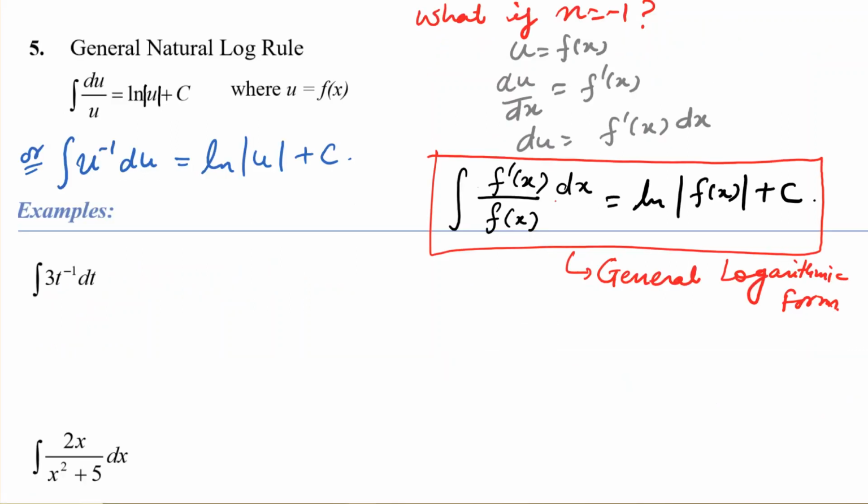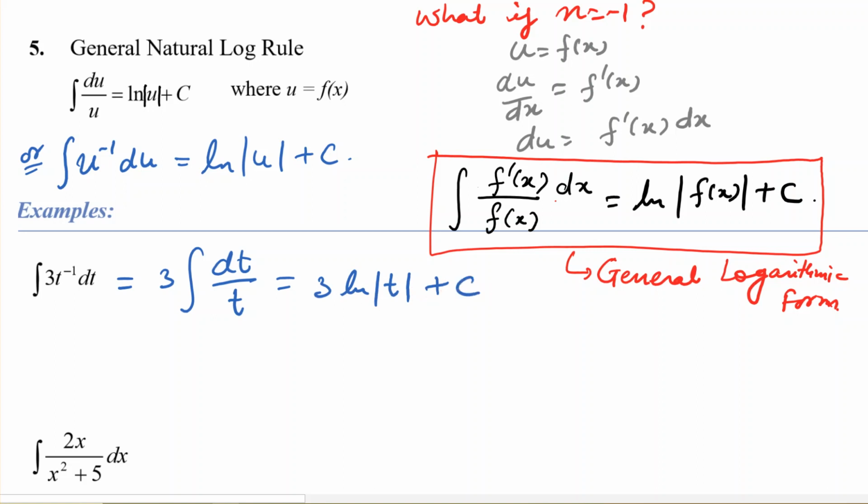First we have the integral of 3t raised to power -1 dt. We can rewrite this as 3 outside, integral of dt over t. So we have a function here and the differential of the function on the top. So this is our logarithmic form. Our integral should be 3 ln absolute value of t plus c, because it's an indefinite integral, so we add c in the end.